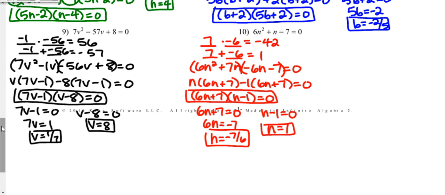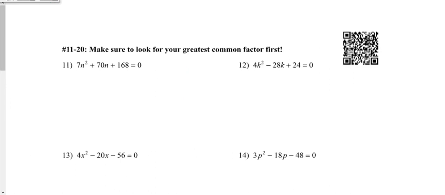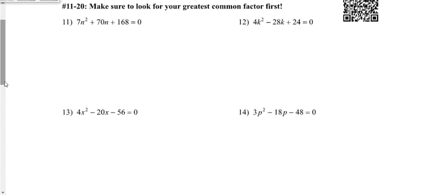All right, flip it over. So if you notice the directions here, it says make sure you look for your greatest common factor first. So that's an indication that maybe these problems do have a common factor. So looking at this first one, all of those numbers are divisible by 7. So I'm going to go ahead and start by dividing all of them by 7. And remember, when you decide there's a GCF, you do need to put that number on the outside, so 7.